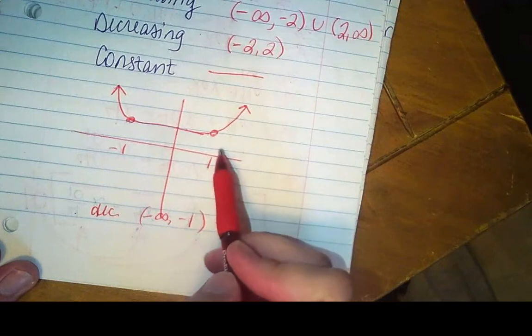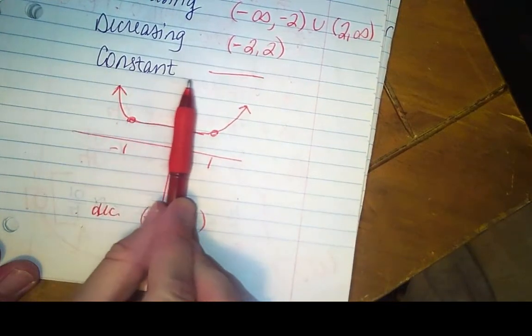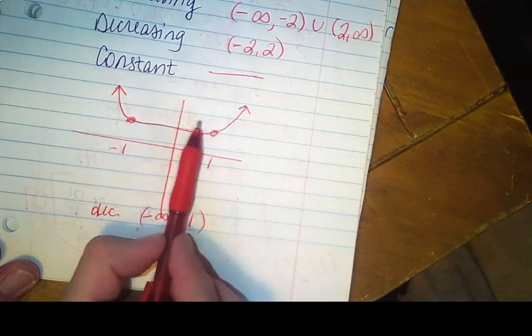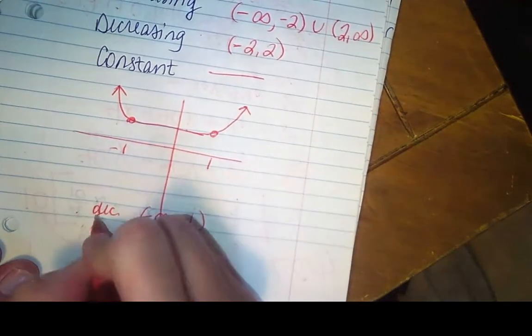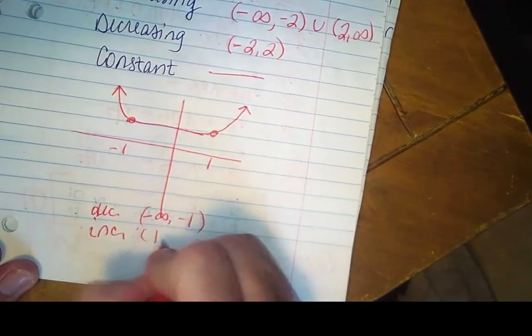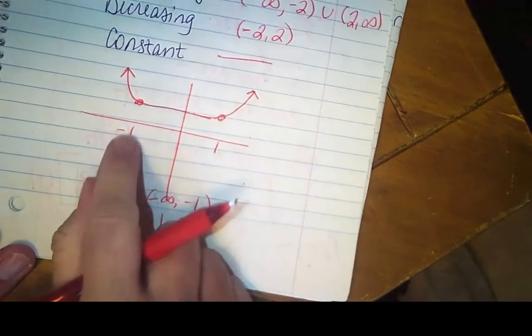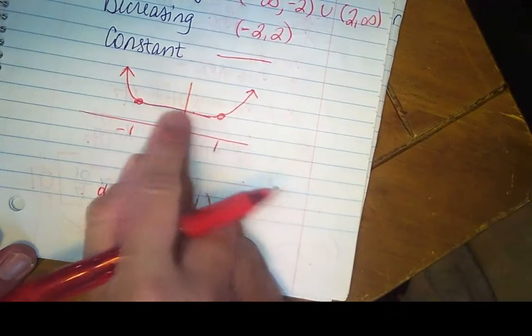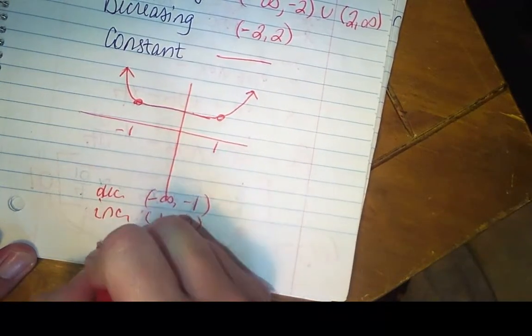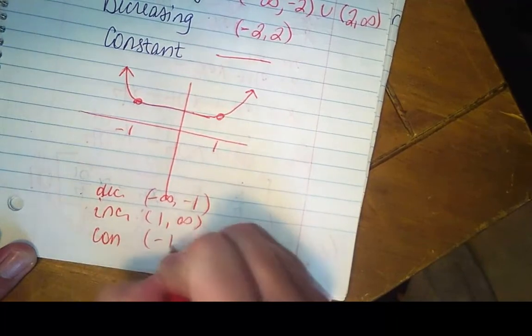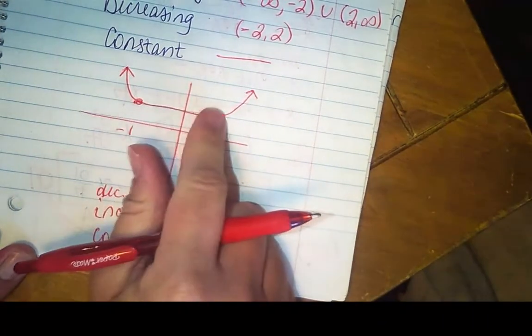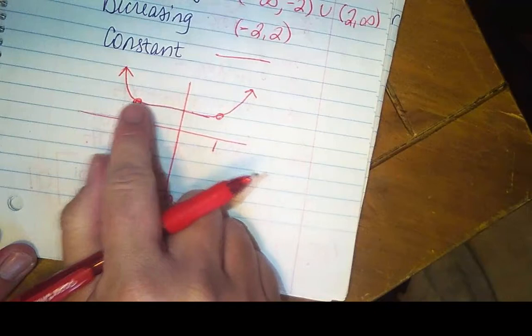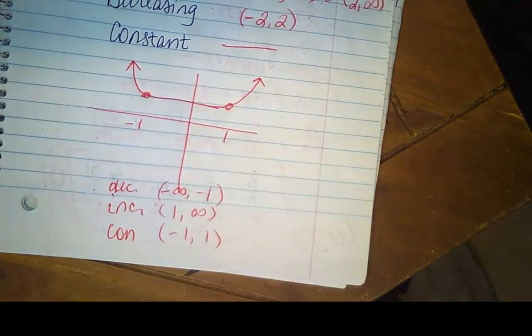When is it increasing? Well, I'm going to keep reading it this way. When does it start going back up? From positive 1 for the rest of its life, it will be increasing. And then when is it constant? When does it not go up or down? So between negative 1 and positive 1, it's flat. So constant is going to be from negative 1 to positive 1 because it has no change. It doesn't go up or down. It's just flat.